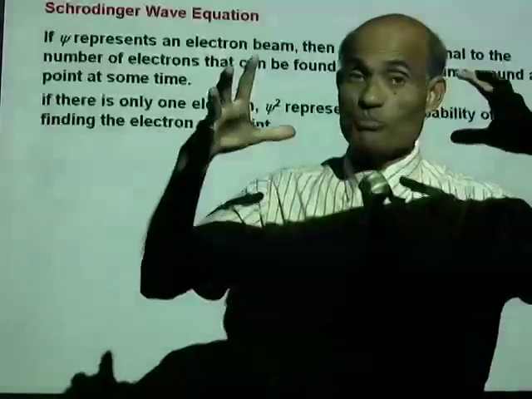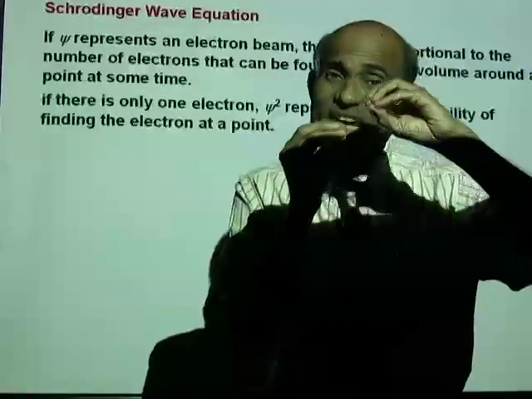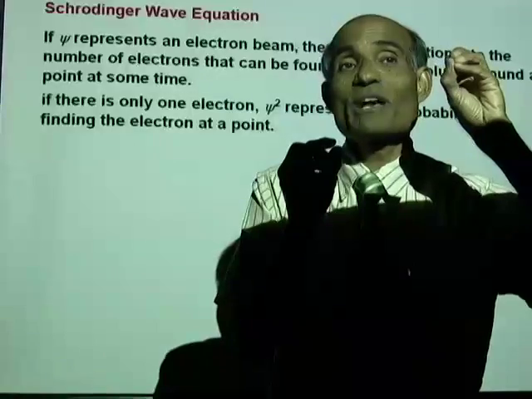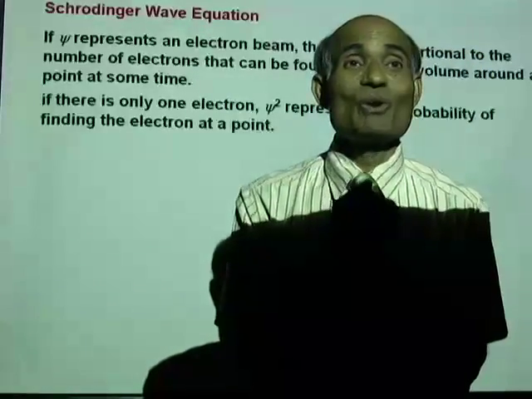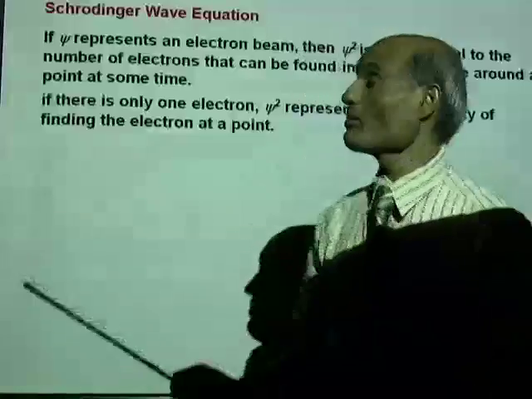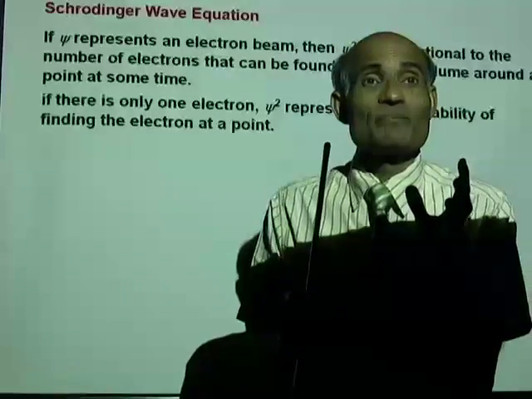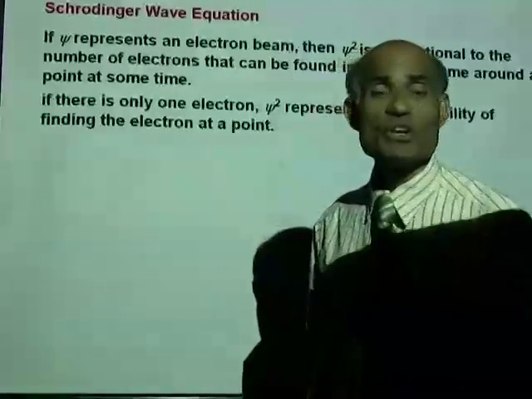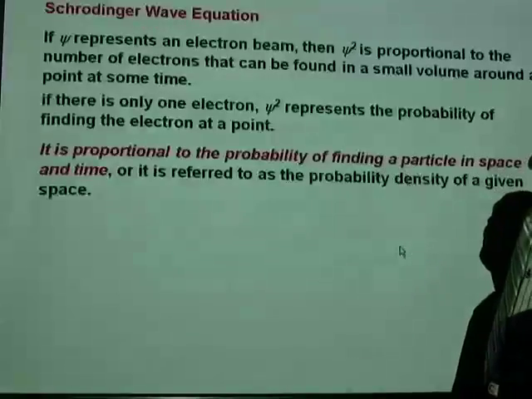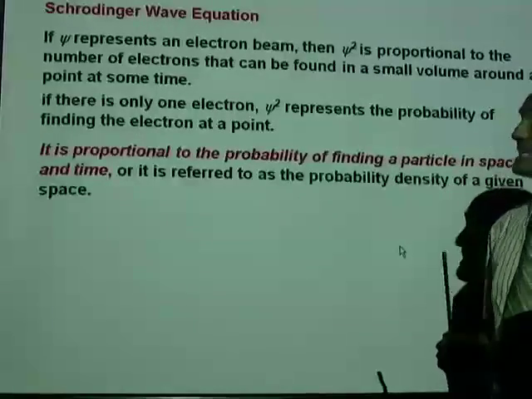Now, you must understand that Bohr's picture of the atom gave you the exact location of the electron, isn't it? We calculated the radius of a Bohr orbit. We know precisely where an electron can be found. But in the quantum mechanical model, we cannot precisely determine where the electron can be found. But we can talk about the probability of finding the electron at a point. And psi squared, which is given by Schrodinger's wave equation, gives you that measure of probability. It is proportional to the probability of finding a particle in space and time.